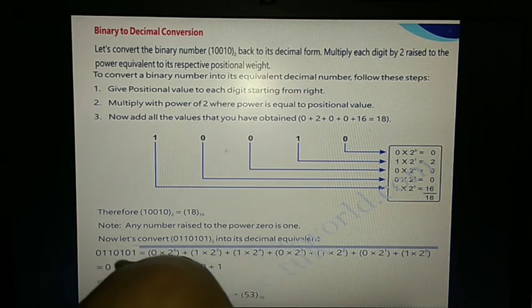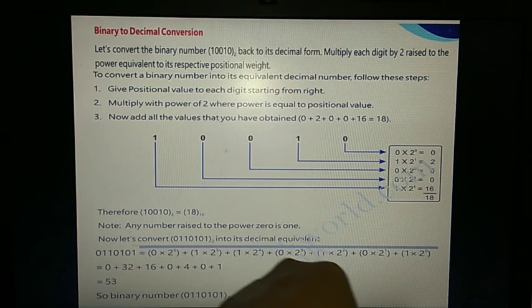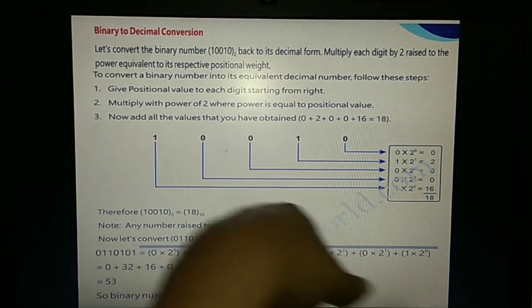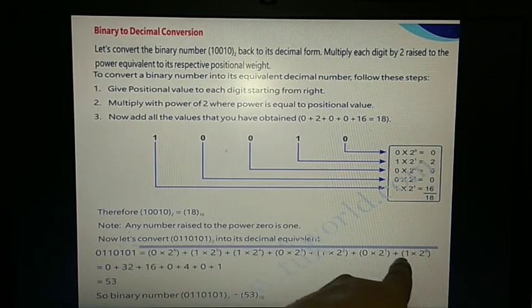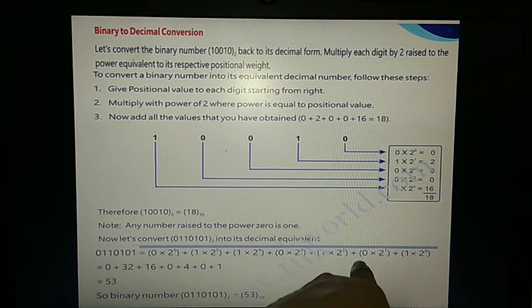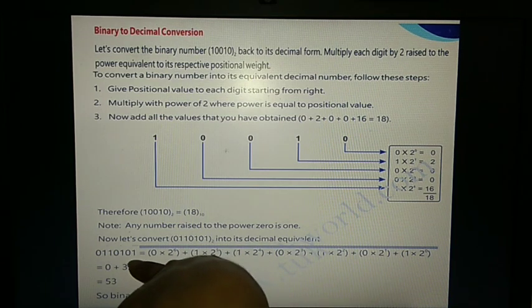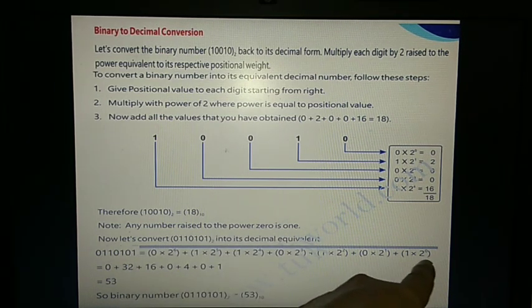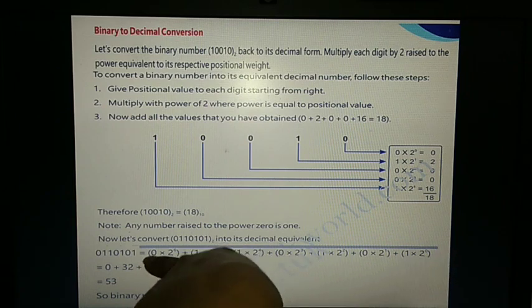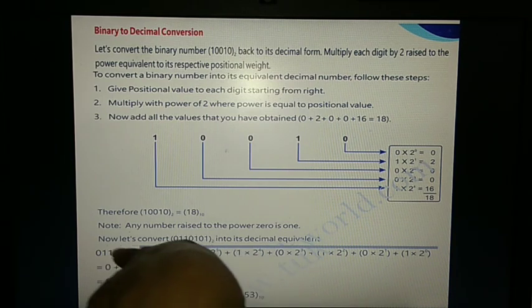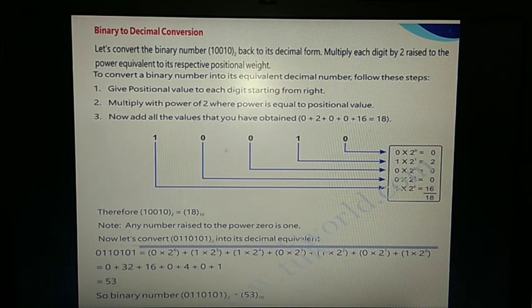Plus 1 into 2 to the power of 2. Plus 0 into 2 to the power of 1. Plus 1 into 2 to the power of 0. Okay. In this way you are supposed to split your number. Yes or no? All understood this?